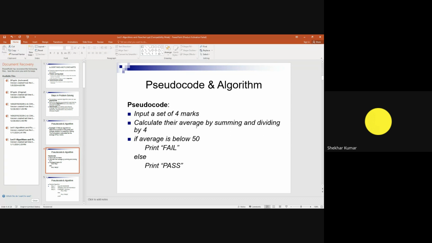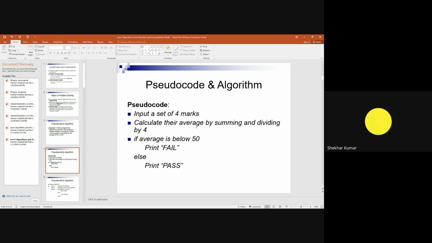Because pseudocode is an artificial informal language. With the help of this pseudocode, we will write an algorithm. The algorithm is generated with the help of the pseudocode. The algorithm is developed with the help of the pseudocode.